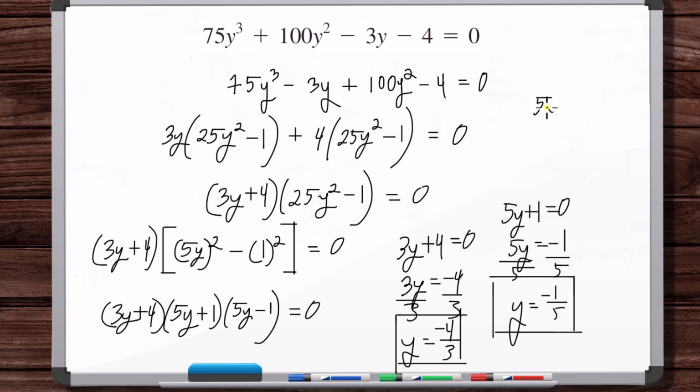Okay, now if 5y minus 1 is equal to 0, that's going to be a solution. y is equal to positive 1/5. And there we go. There's the 3 solutions.